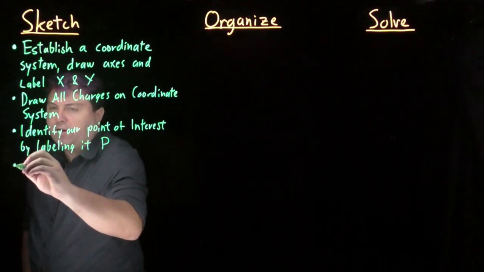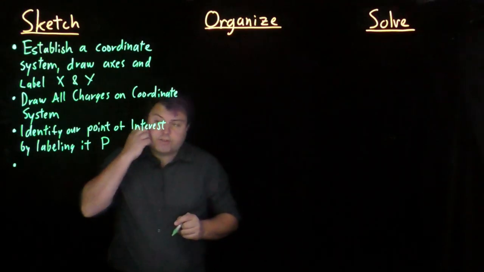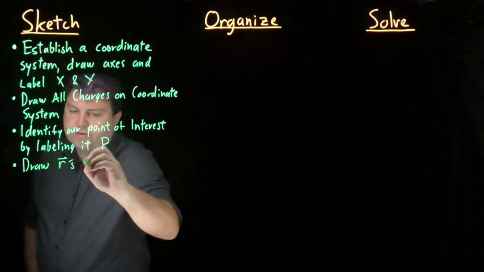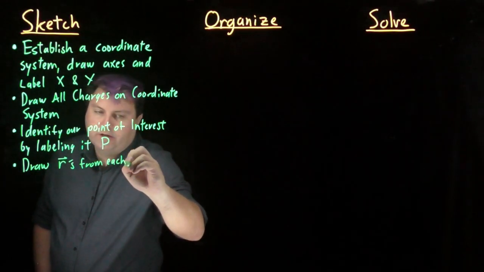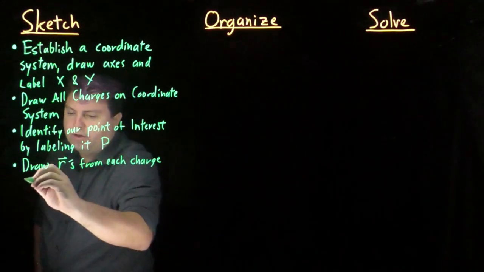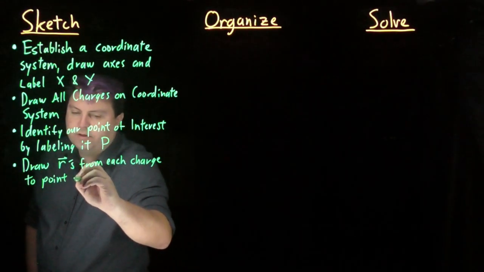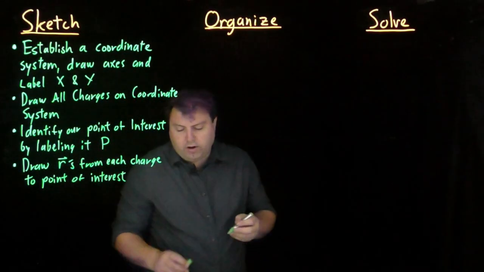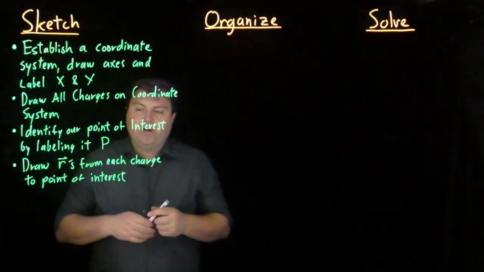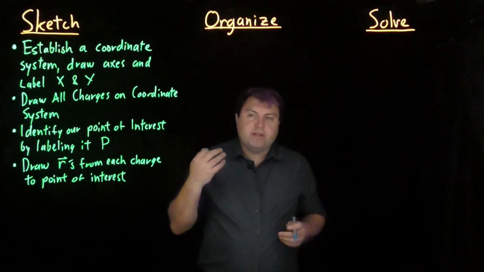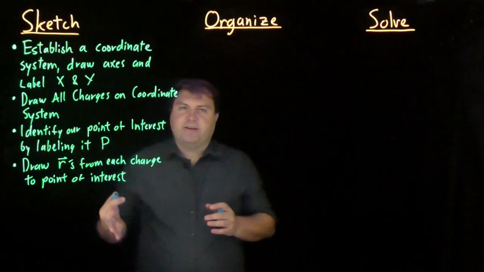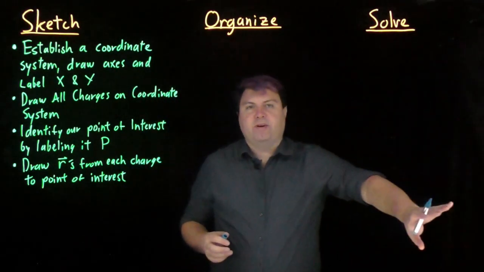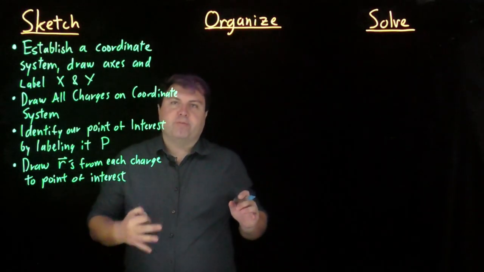Once we have all of our charges drawn and our point of interest, we want to draw our vectors from each charge to the point of interest. Optionally, if you want, you can also draw the electric field at the point of interest from each of these, but it's not immediately necessary for solving this, and it's not helpful with the Sketch, Organize, Solve system, except at the very end to assess your answer. We'll have other methods for that.